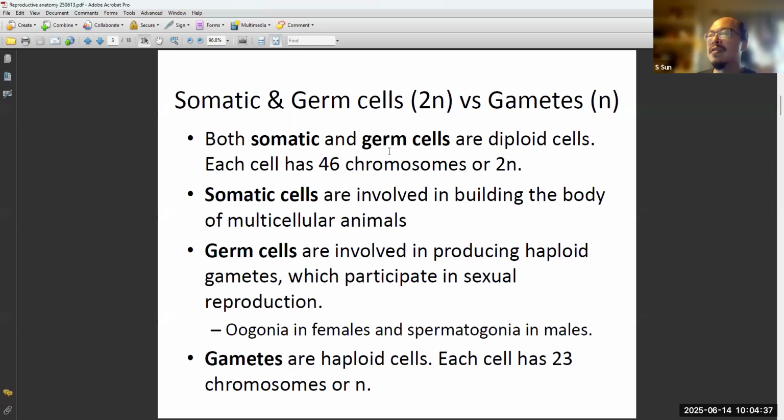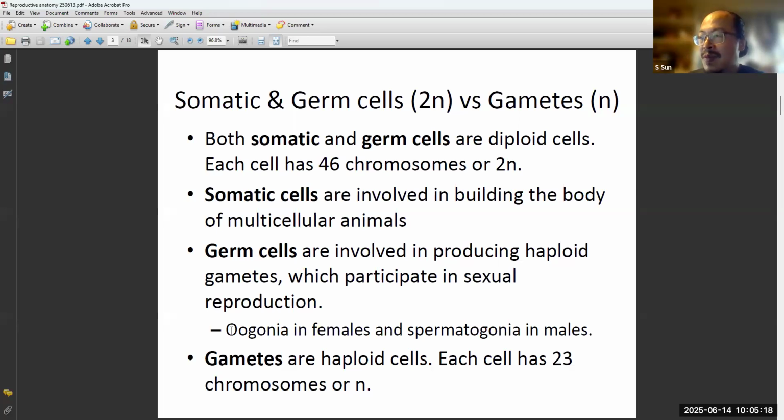Germ cells are the original cells, and they give rise to gametes. So it's basically the stem cell for gametes. And so it has 2N, because a stem cell is not the gametes, it's the source of those gametes. The reason we bring this up is because in the male, it keeps on producing sperm. So the germ cells are the stem cells for the gametes.